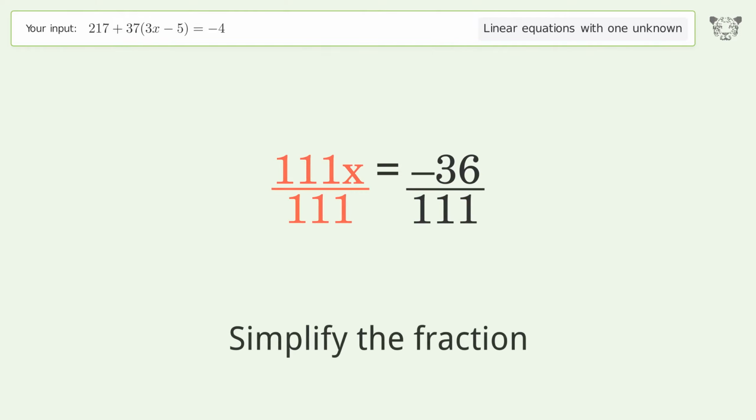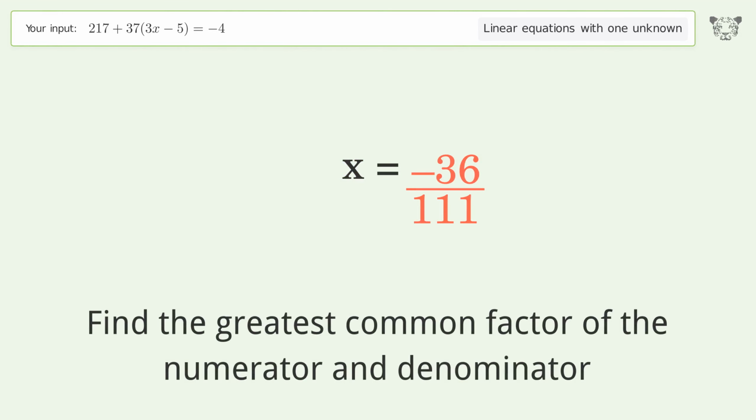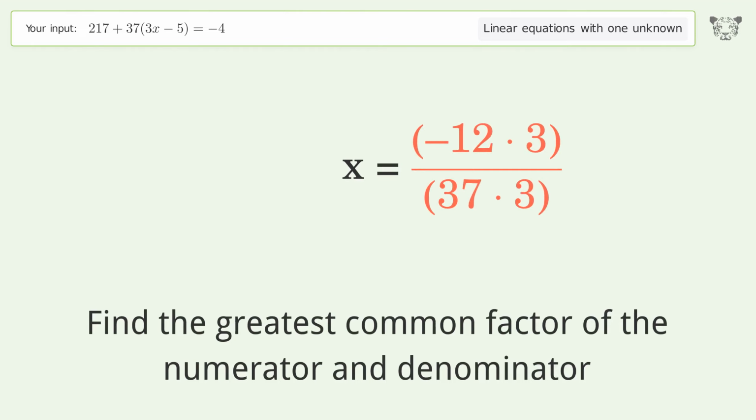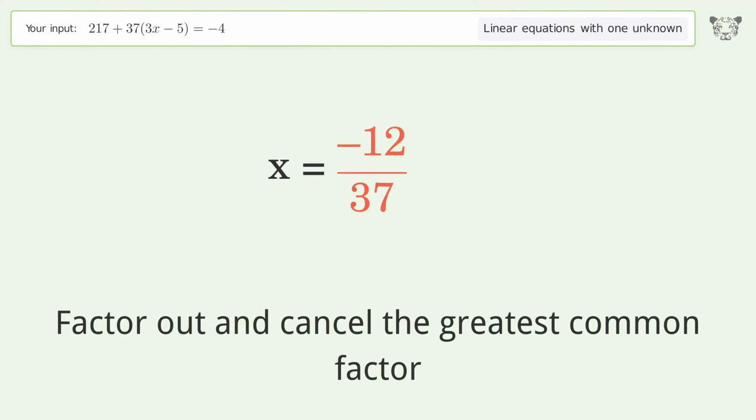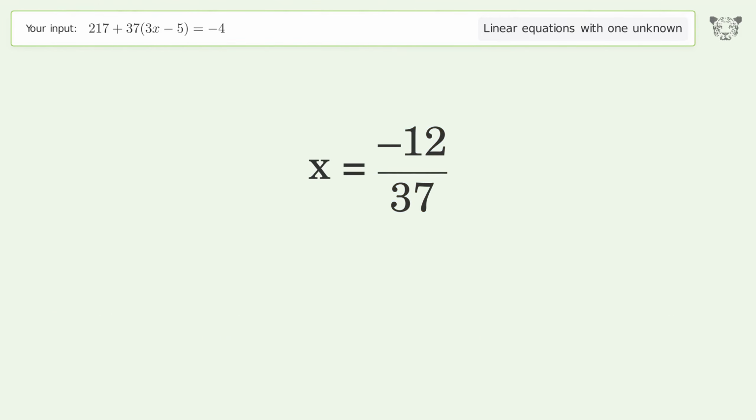Simplify the fraction. Find the greatest common factor of the numerator and denominator. Factor out and cancel the greatest common factor. And so the final result is x equals -12/37.